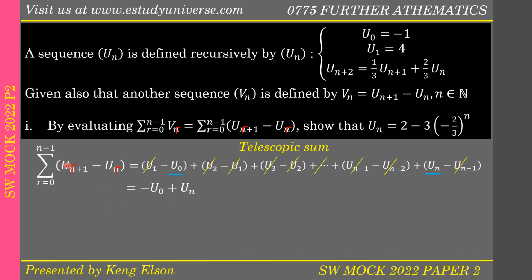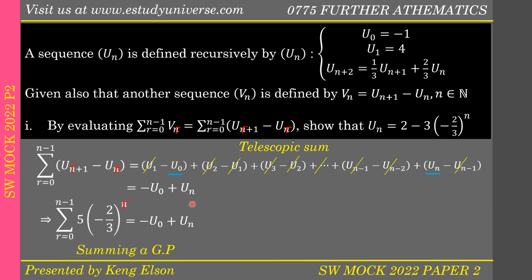But this sum is equivalent to summing the sequence vr. But the sequence vr is just basically 5 times negative 2/3 raised to the power r. It's r again, not n. Sorry for the error. So that is a sequence vr, and this is a geometric sequence. Okay, so this sum is equal to negative u0 plus un.